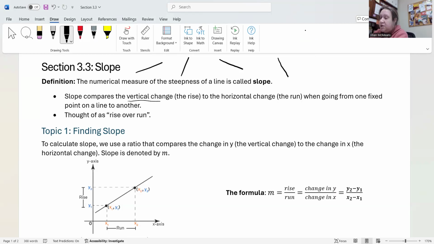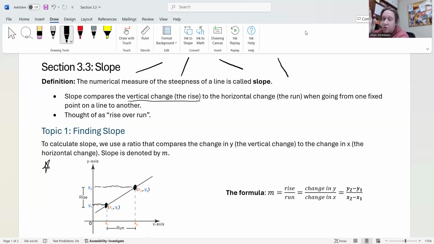So vertical change is the rise. Think up, down. Okay. And it compares it to the horizontal change, so left, right, which we call the run, when going from one fixed point on a line to another. So if we look at this little image right here, we have this one point on a line compared to this other point on a line. And if we look at these dotted lines right here, that's kind of showing us a vertical change from that first point to the second point.